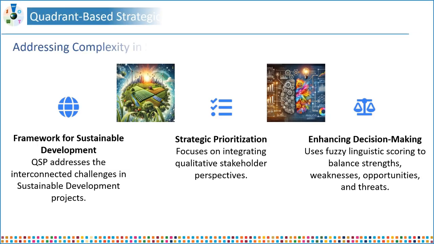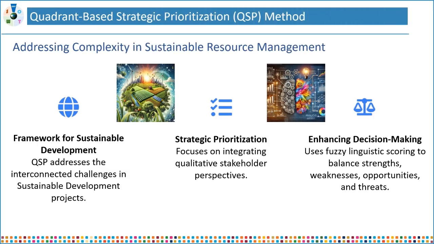The QSP method is an innovative approach designed to address the complexities of sustainable development and WEF nexus projects. By combining qualitative insights with quantitative scoring through fuzzy linguistic evaluation, it provides a holistic framework for prioritizing projects. This method promotes informed decision-making, aligns initiatives with national strategies, and effectively manages uncertainties.